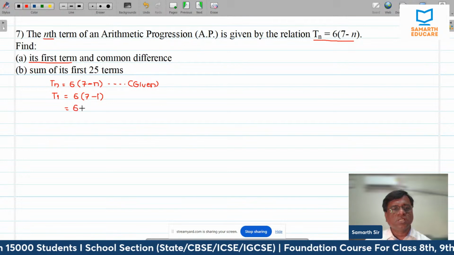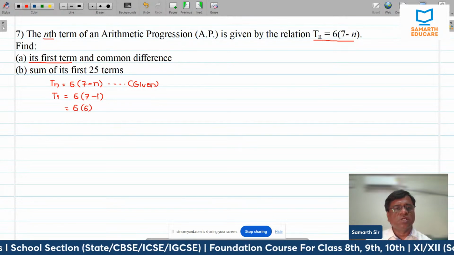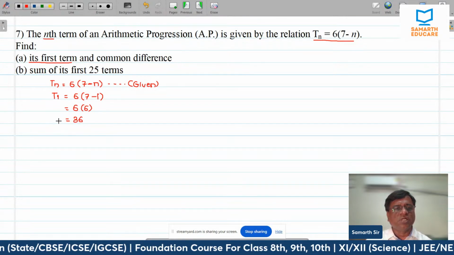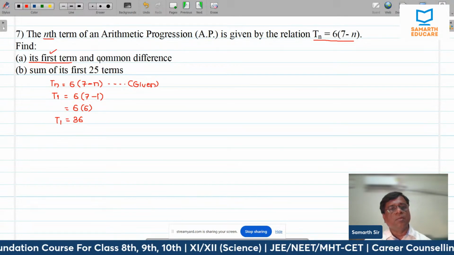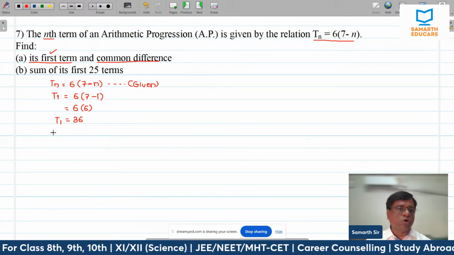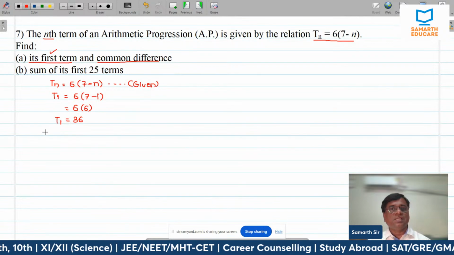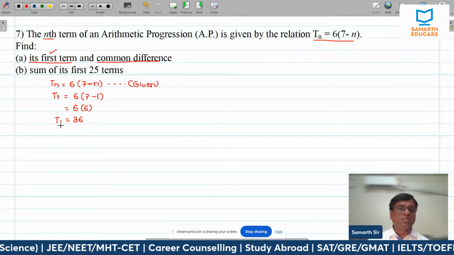So this is 6 multiplied by 6 which is equal to 36. So the first term is 36, t1, right? So this part is done. Now he is looking for the common difference. Common difference is d. Common difference is found by term minus the previous term.